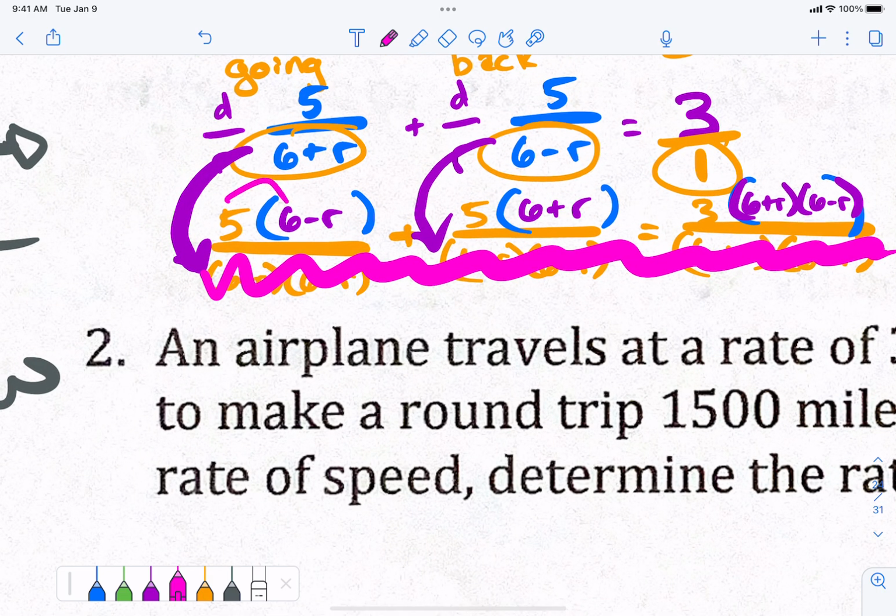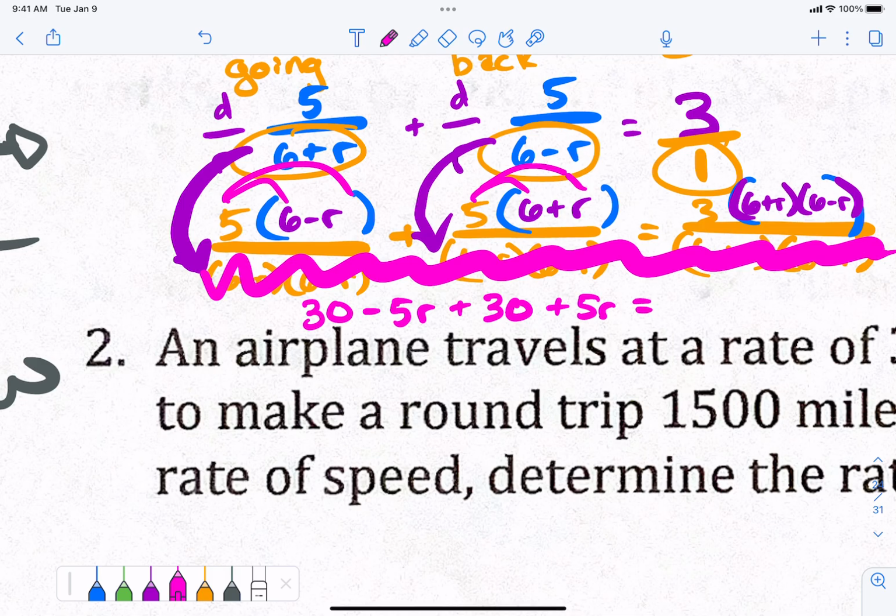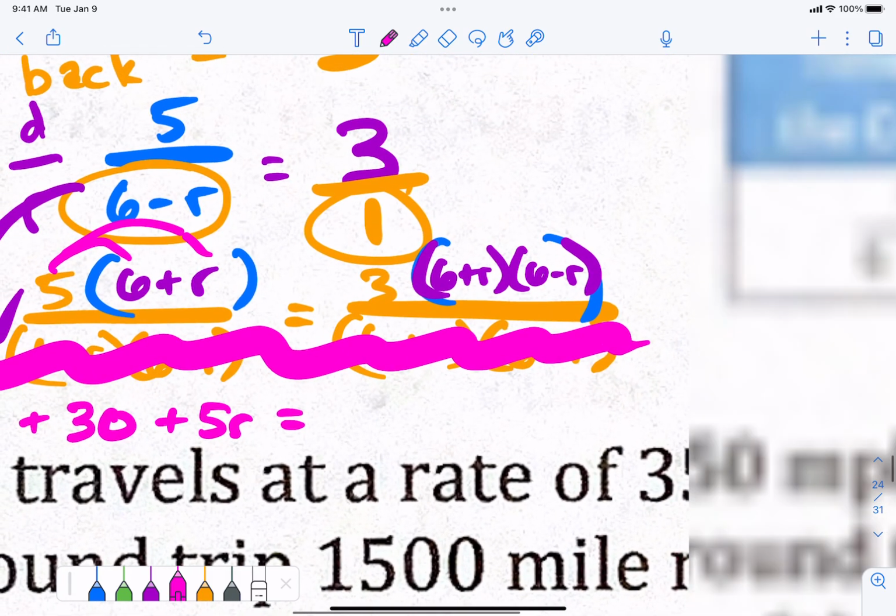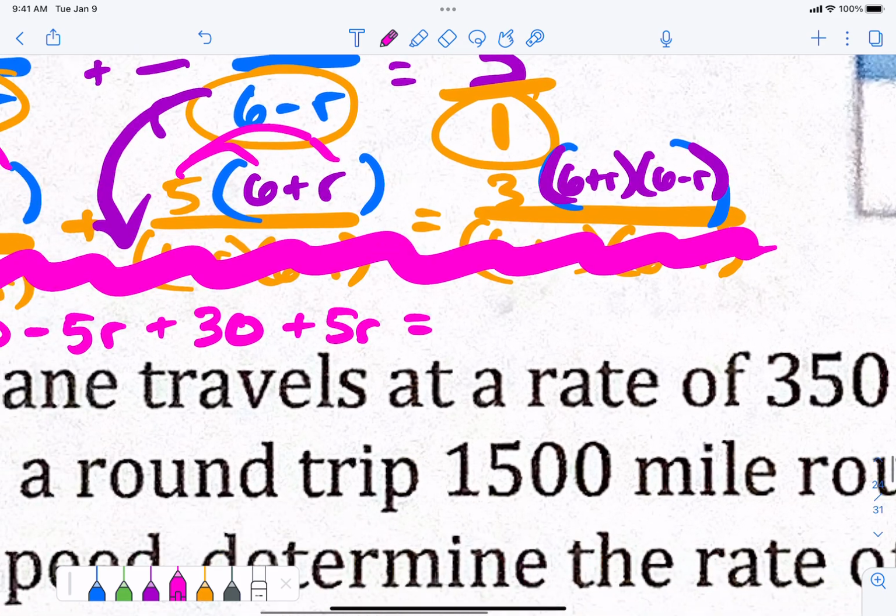Let's distribute the 5 through. So 5 times 6 minus r is 30 minus 5r. Got it? Now let's distribute the 5 through again. That is 30 plus 5r. Hey, that's nice. Equals. Okay, we're going to multiply this stuff together. What would you like to multiply first? You want to FOIL first and then multiply by 3? Sure. Let's FOIL first and then multiply by 3.